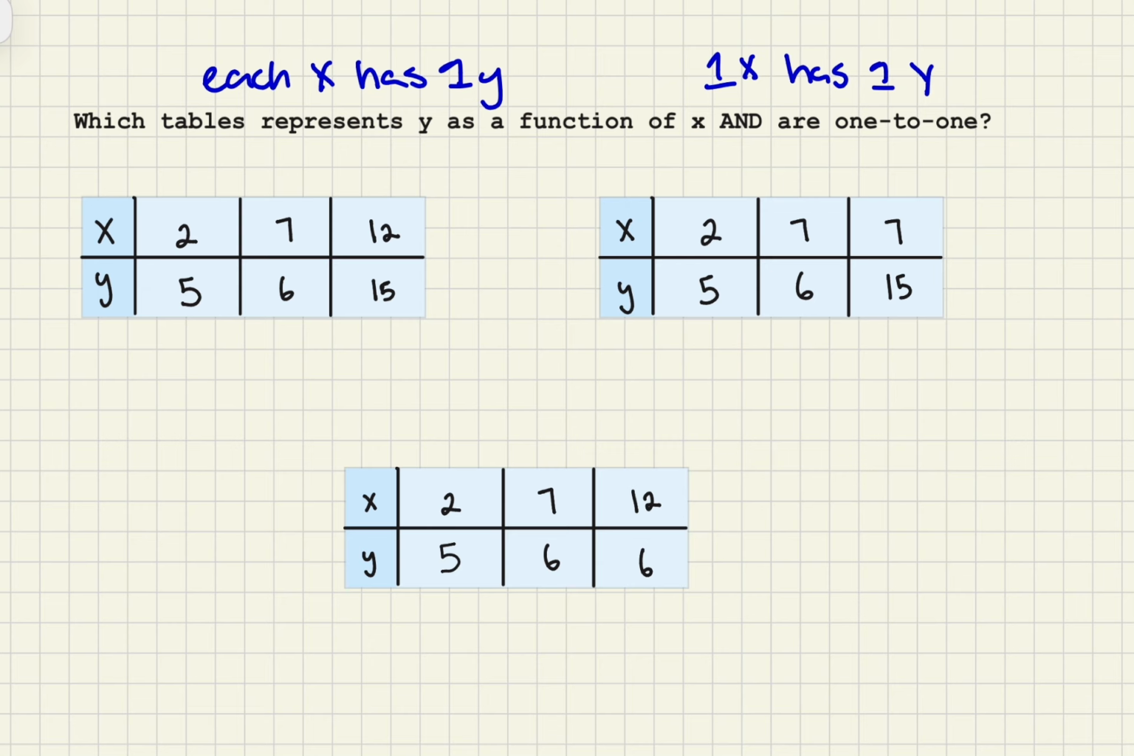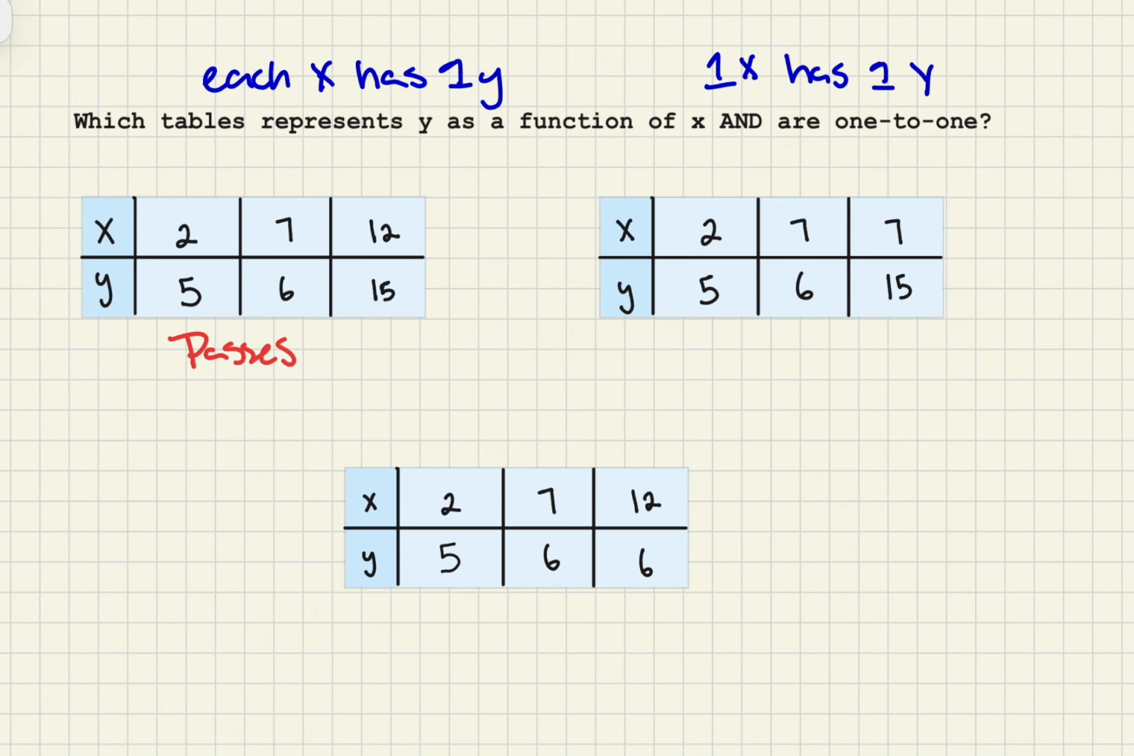So for the first table, we see that each x has one y, and we also see that for every x value, there's only one y value. Therefore, this one passes, and it's a function, and it's also one-to-one.